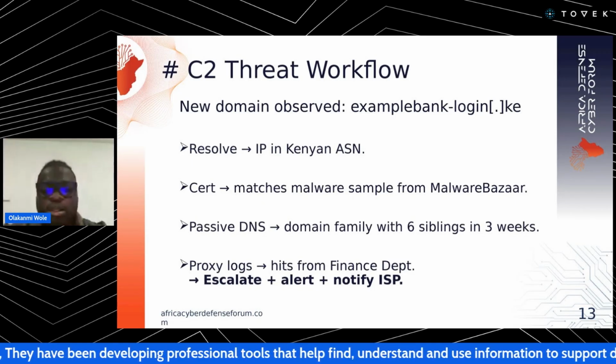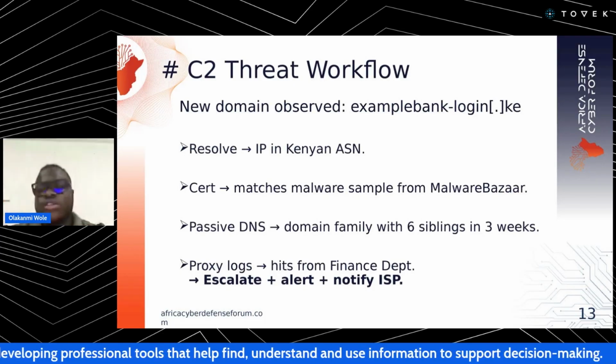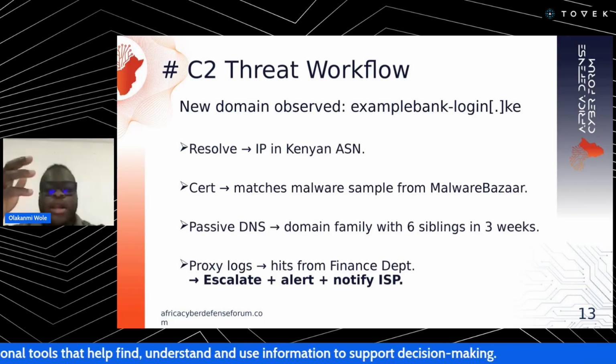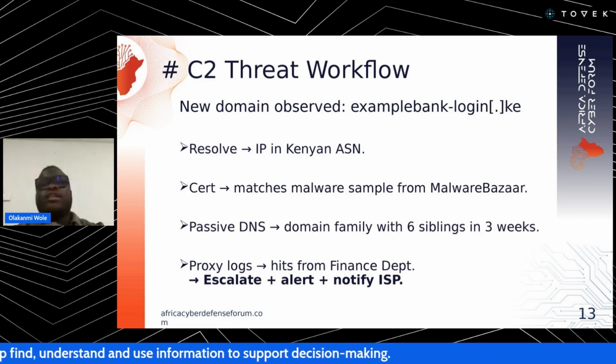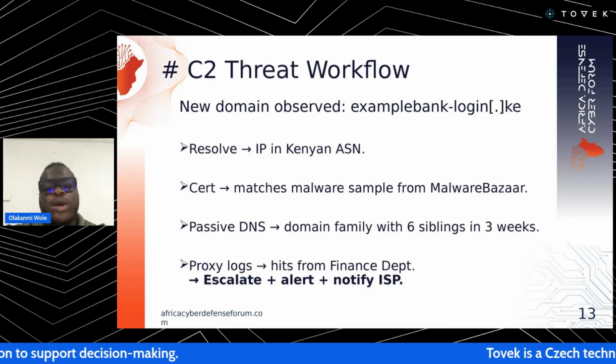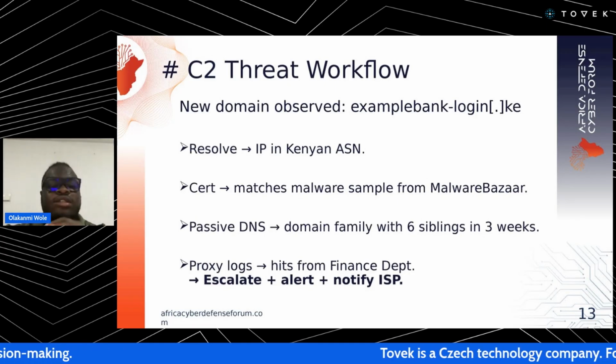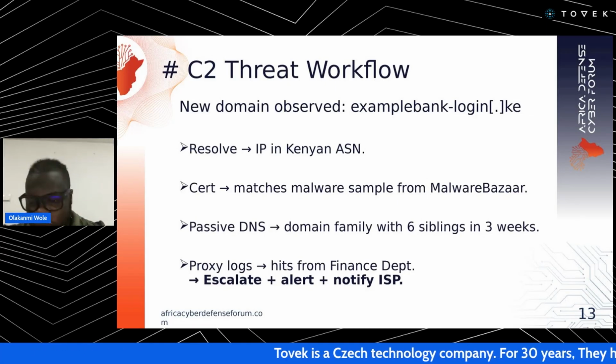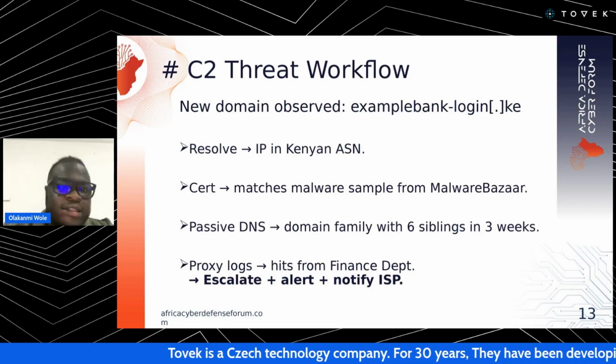And locally also, if you have a SOC, something also to check out is whereby you can check internally and say, look, have we been seeing outbound connections to this particular domain or IP address? And if you've seen that, you can now decide to escalate, basically.